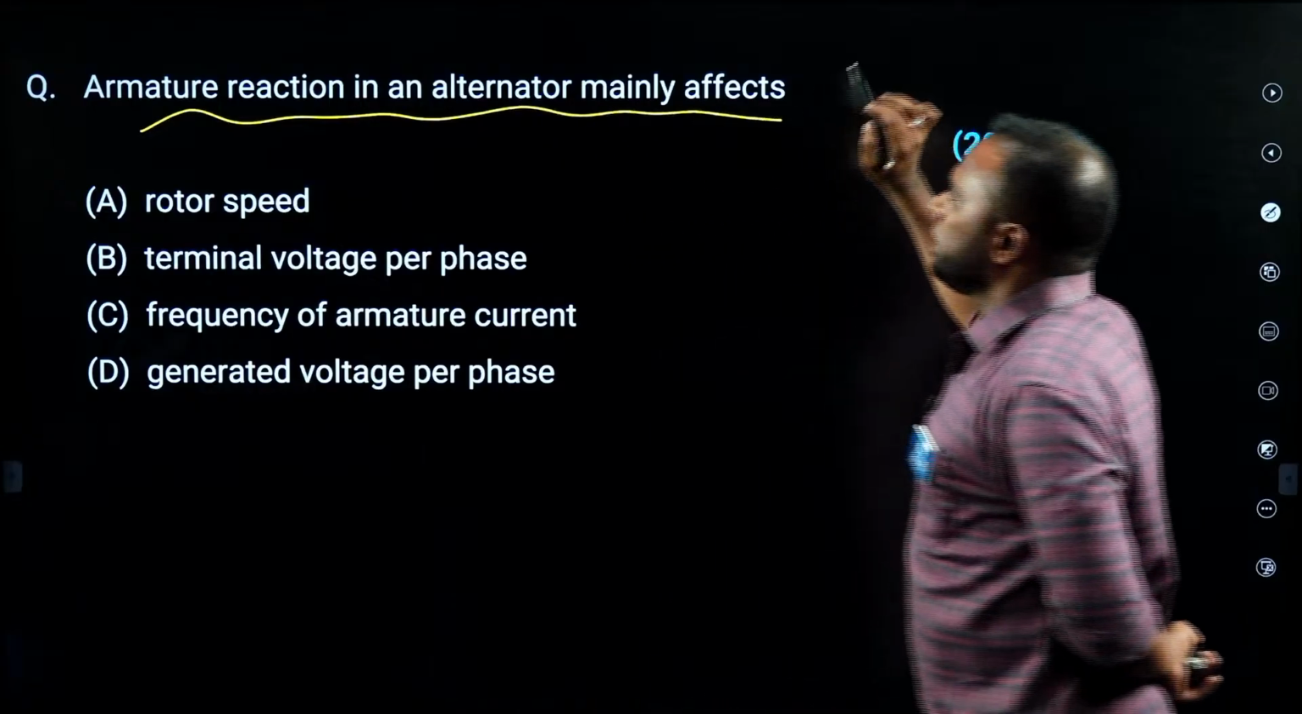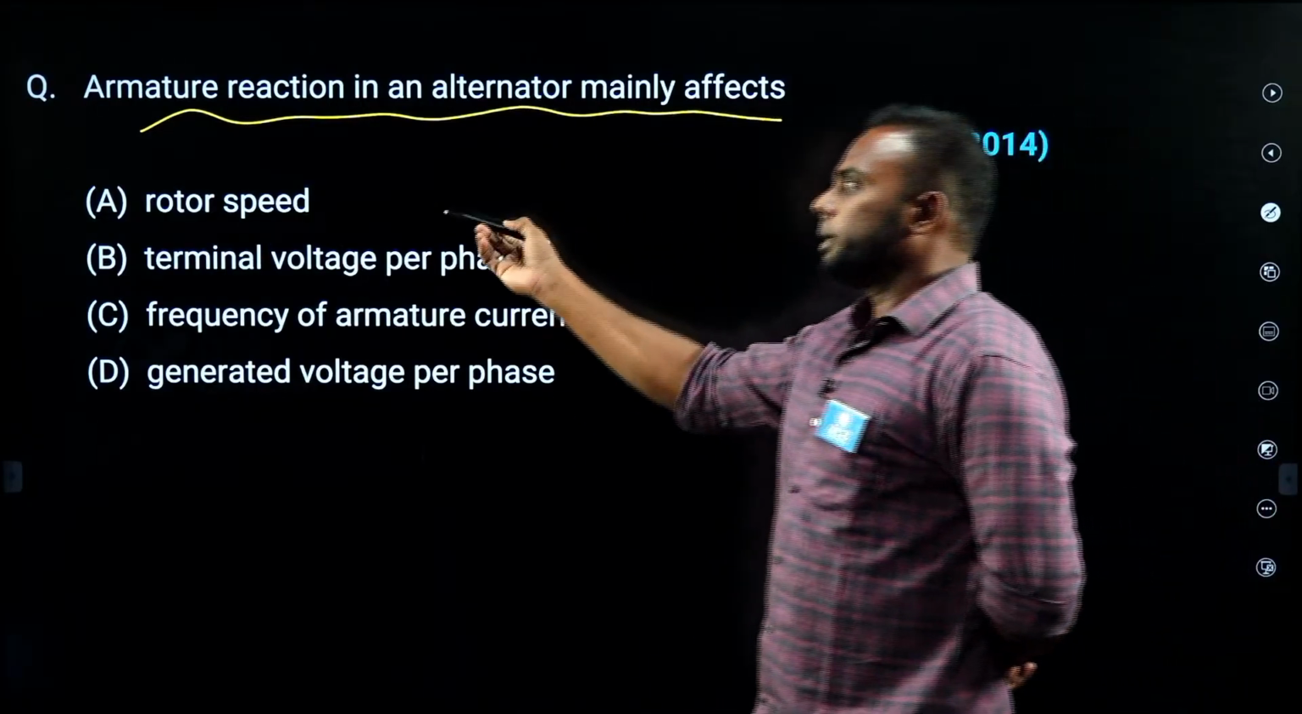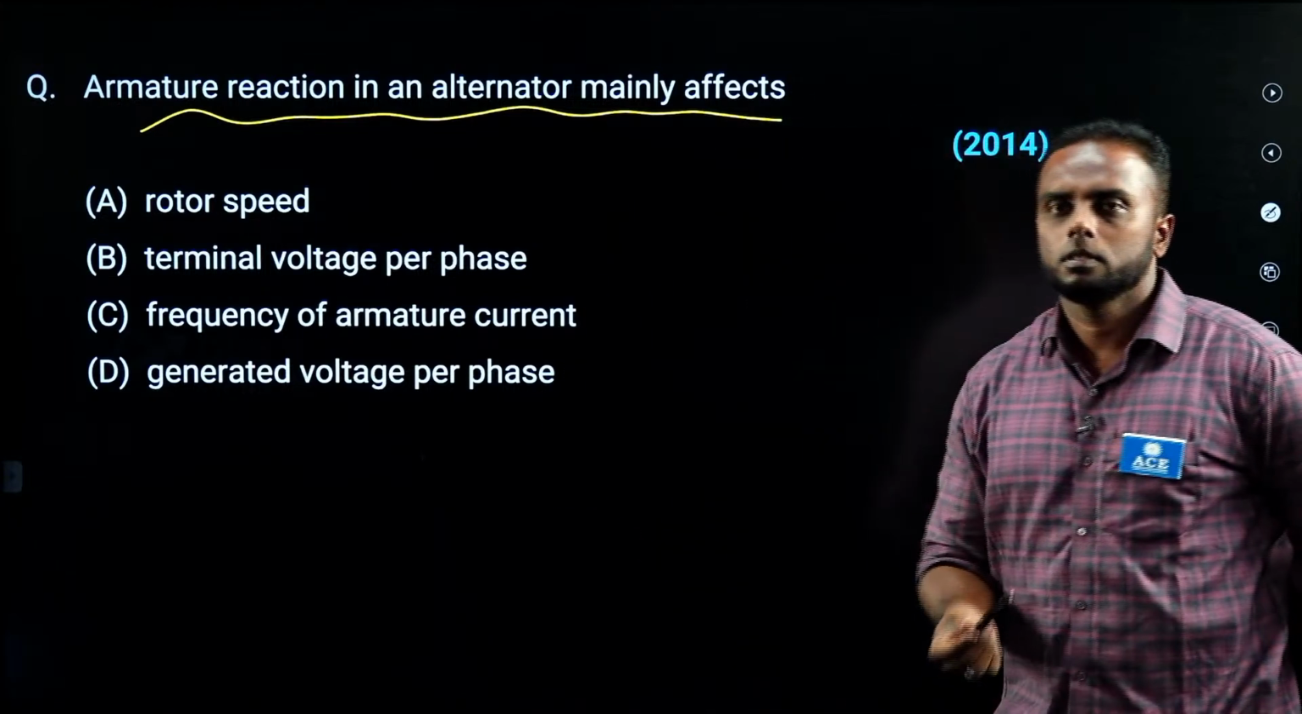Armature reaction in an alternator mainly affects dash. Options: rotor speed, terminal voltage, frequency, generated voltage per phase. What is your answer?